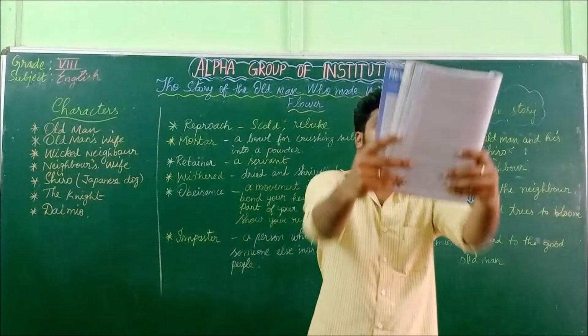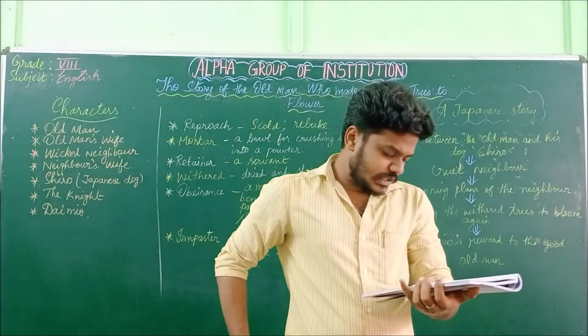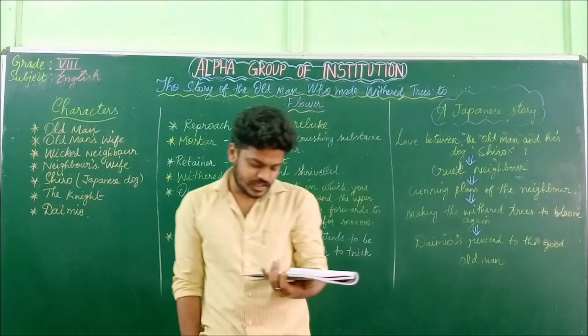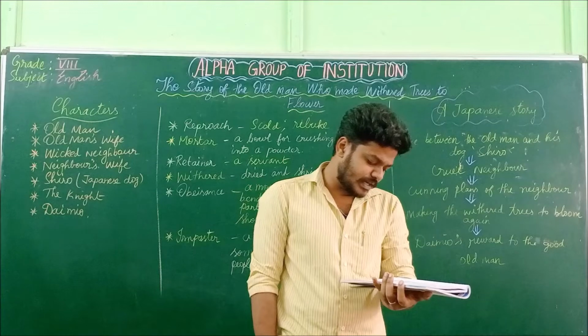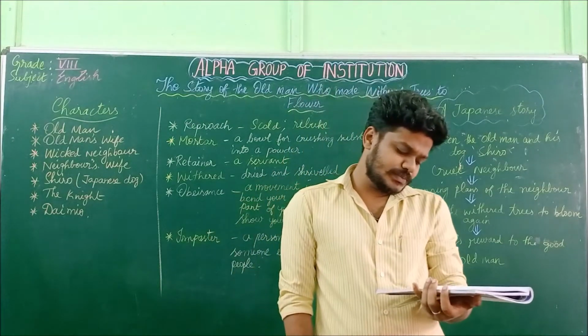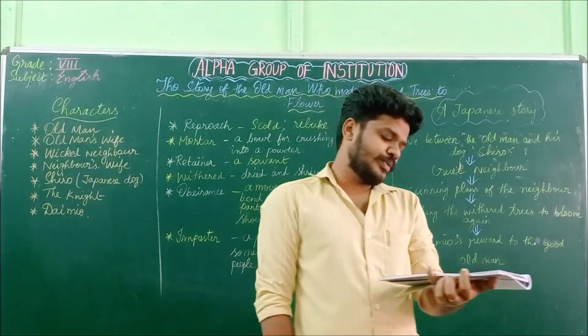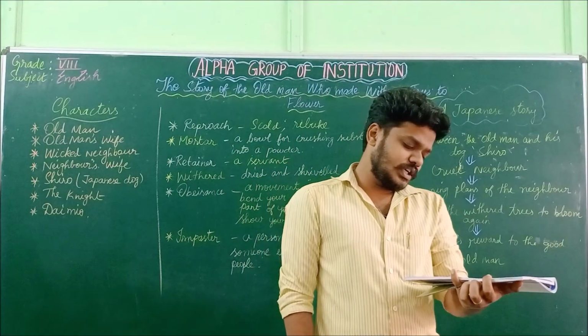Now, even the cross-grained neighbor could not refuse such a simple request, so he consented to give the old man the tree under which Shiro was buried. Shiro's master then cut the tree down and carried it home. Out of the trunk, he made a mortar.